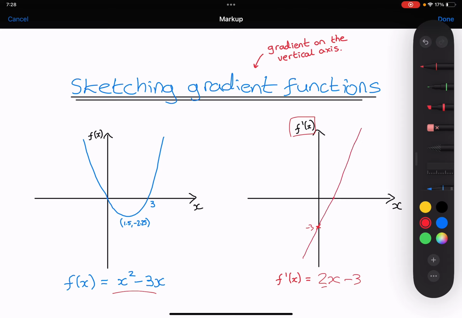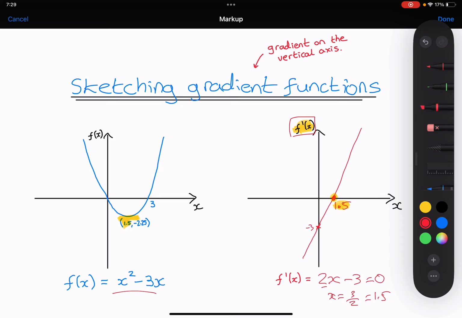It's going to intersect here when this is going to equal 0. So x would be 3 over 2 or 1.5. So what I'm doing here is saying that the gradient is 0 when x is 1.5. Which hopefully makes sense from our sketch over here, that we've got a turning point. We've got a stationary point when x is 1.5 over there. So the gradient would be 0 there.